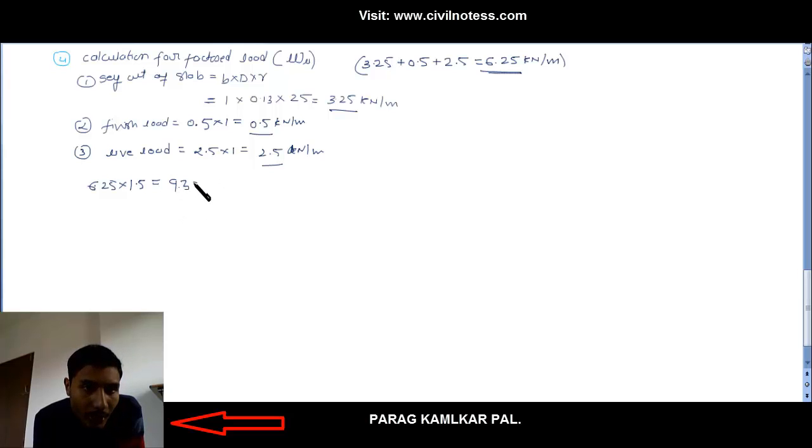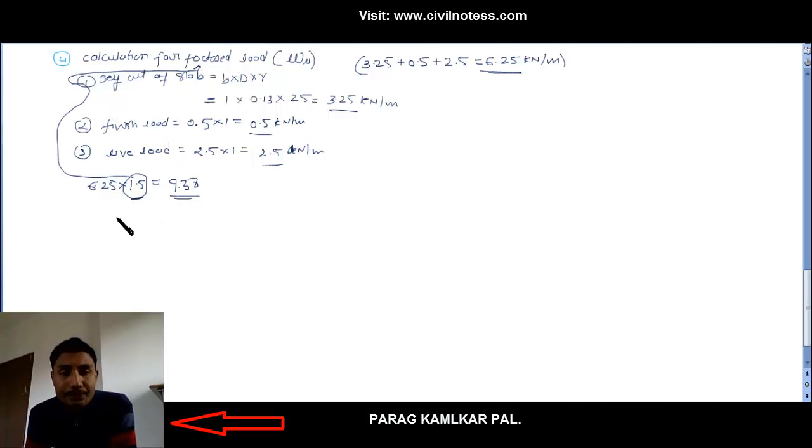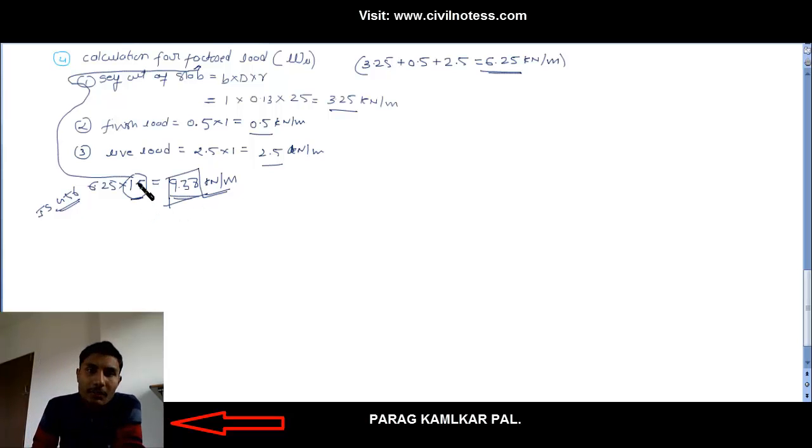Why do I use 1.5 over here? Because if you want to make any load a factored load, we have to multiply by 1.5. It is given in IS code 456. According to IS 456 we make it a factored load. So we get 9.38 kilonewton per meter. With respect to this value 9.38, we have to solve our total design calculation numerical. So now we got this 9.38 as our WU.